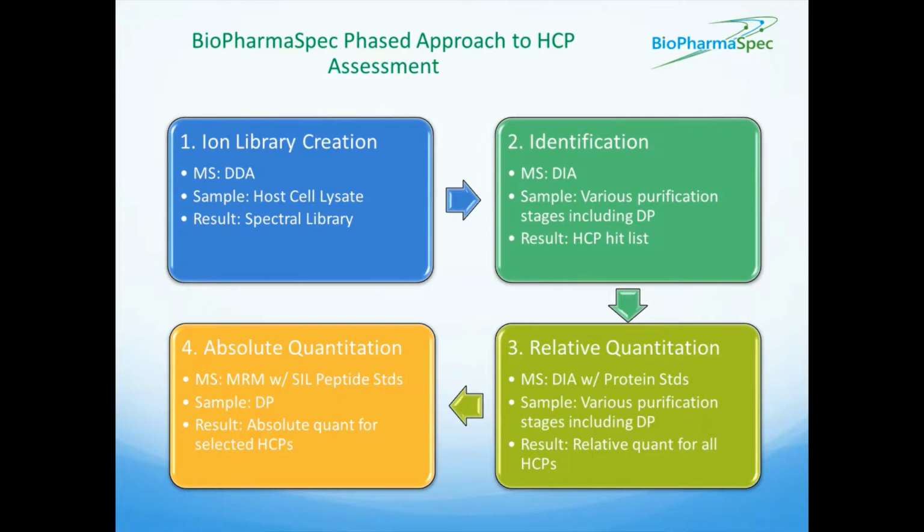So to address host cell protein analysis, BioPharmaSpec applies a phased approach, including discovery, identification, relative quantitation of many host cell proteins at once, and then finally targeted quantitation using synthesized heavy labeled peptide analogs as standards in multiple reaction monitoring to determine an absolute and accurate concentration estimate for a few key host cell proteins. Now, this process generally involves three different mass spectrometric methods and two different types of mass spectrometers.